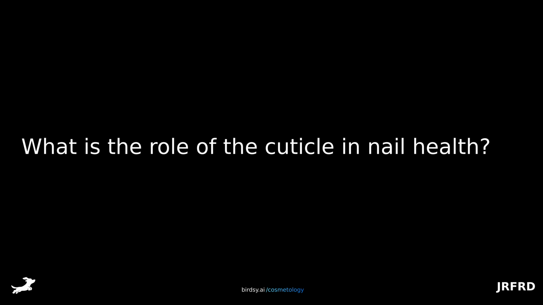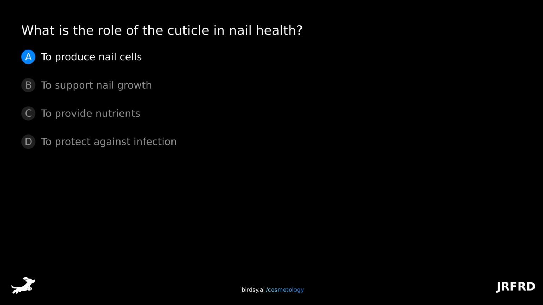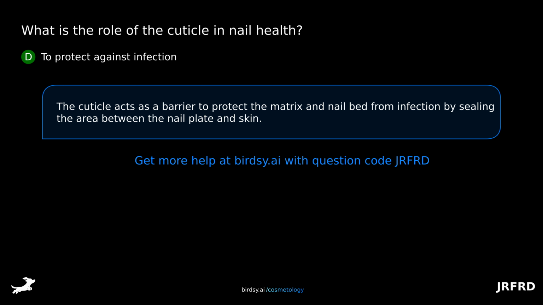What is the role of the cuticle in nail health? Is it A, to produce nail cells, B, to support nail growth, C, to provide nutrients, or D, to protect against infection? The answer is D, to protect against infection. The cuticle acts as a barrier to protect the matrix and nail bed from infection by sealing the area between the nail plate and skin.